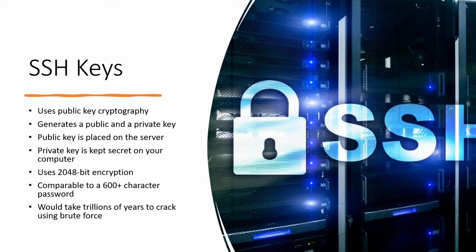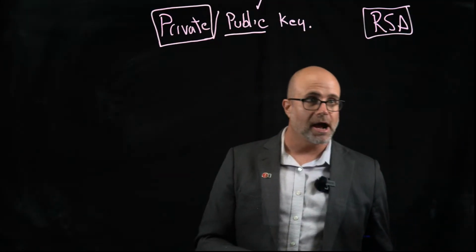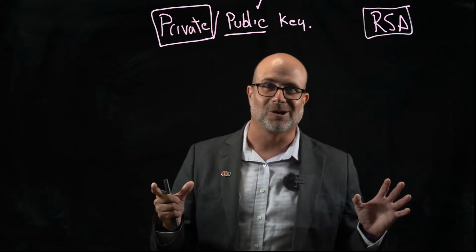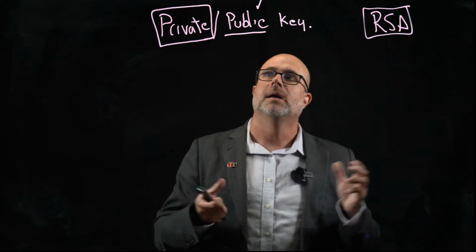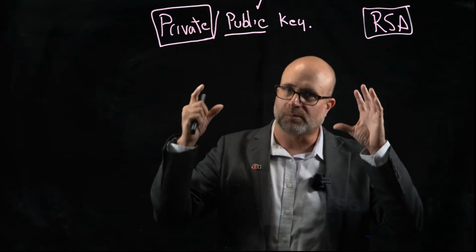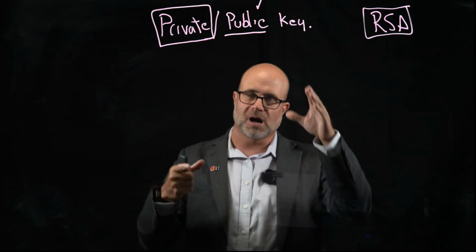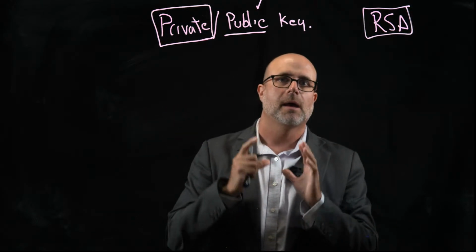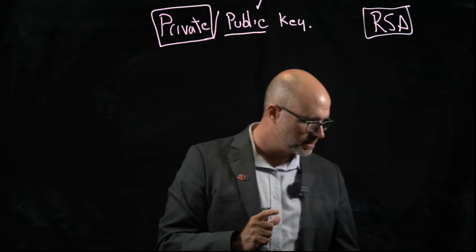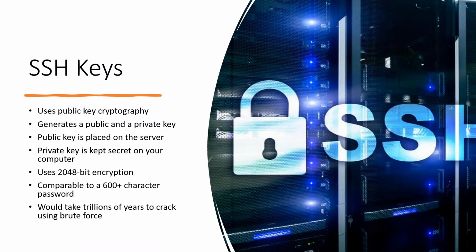The key pair that we are going to generate uses 2048-bit encryption. That is comparable to a 600 character password. Holy mackerel, 600 characters. I can't make and remember a 600 character password. Can you? No. That's why RSA cryptography and public and private and asymmetric cryptography is very secure. And that's why we want to use it, because it would take trillions of years, and actually the stat I heard, I think it was 20 trillion years, to crack and brute force this RSA key.